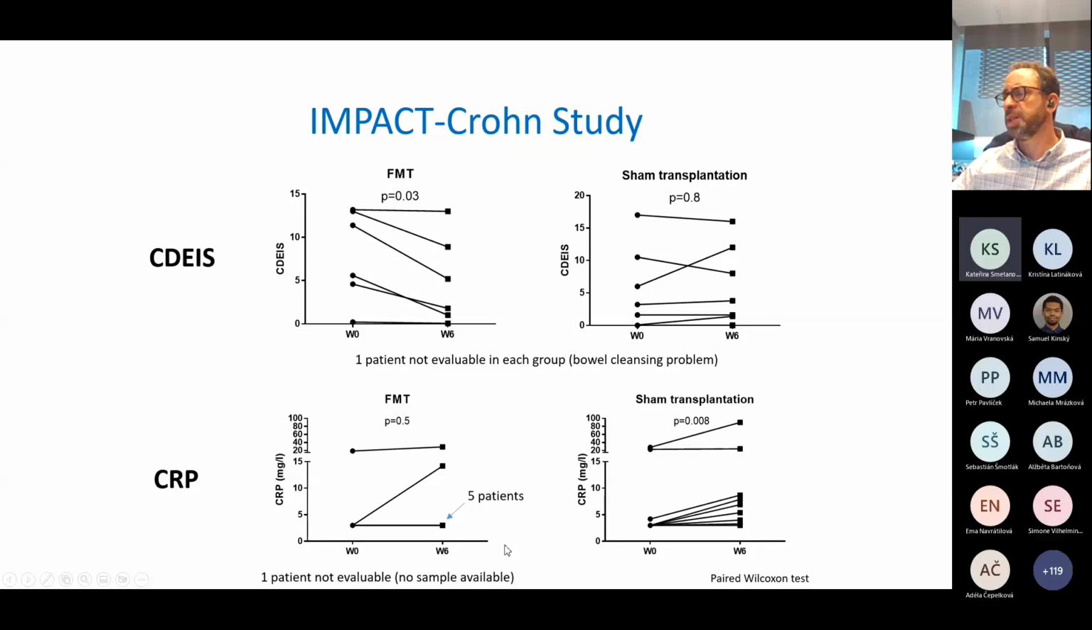And this is basically the same picture when you look at a marker of systemic inflammation. In the FMT arm, here you can see there are indeed 5 patients here, and there is no change in this inflammation marker between the time of transplantation and 6 weeks later. While in the sham transplantation group, you can see that already at 6 weeks, this marker is increasing, suggesting that the disease is already less and less controlled.